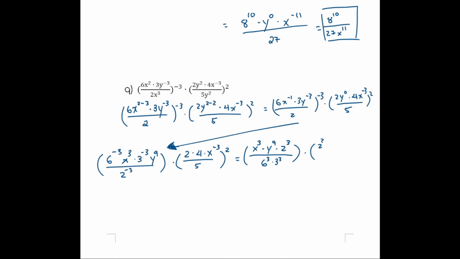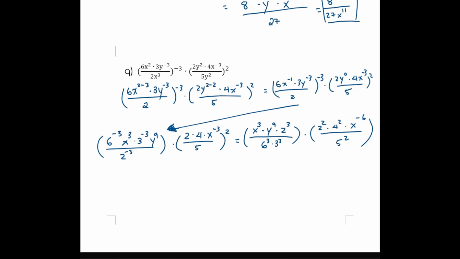Times. And here let's distribute the exponent of 2. So we've got 2 squared times 4 squared times x to the minus 6 over 5 to the 2. And now we can multiply these two fractions together by just multiplying the numerators together and multiplying the denominators together. That's an awful looking line, so let me just erase that and make just one good line here like this. Okay, that's as good as it gets.